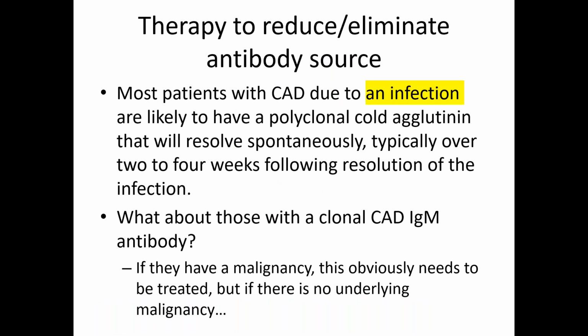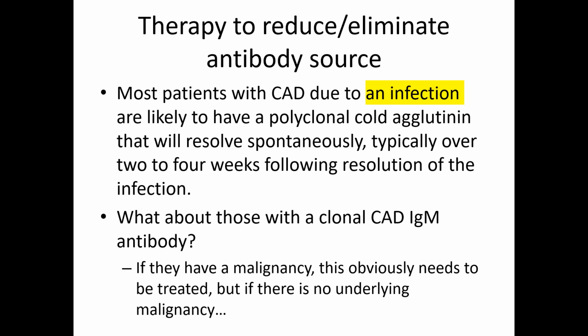What about therapy to reduce or eliminate the antibody source? Most patients with cold agglutinin disease that have an infection are likely to have a polyclonal cold agglutinin, and as I said, this typically will resolve spontaneously. It can take a few weeks. In some cases, it can take a few months. That largely is dependent on their clinical course with whatever their underlying disease was.